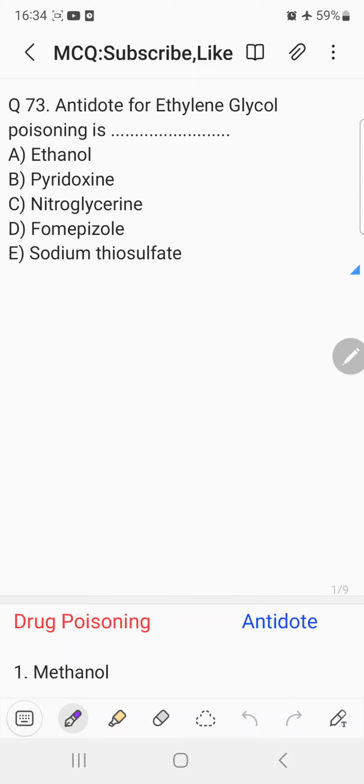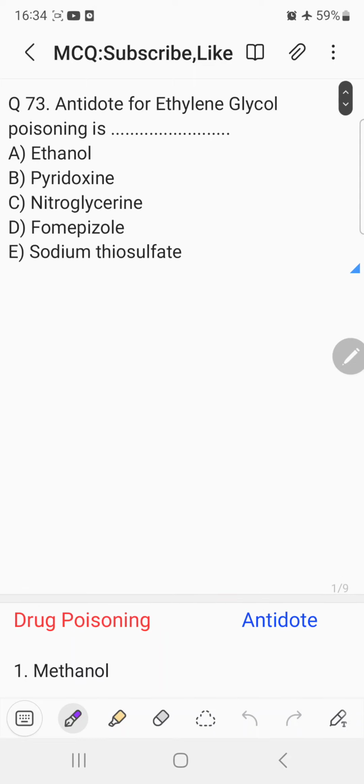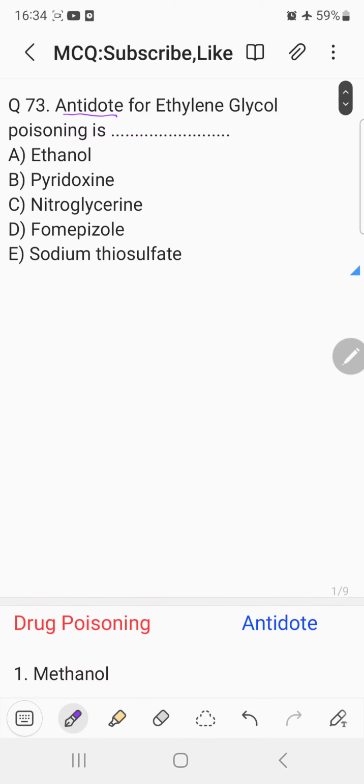So today's question is basically regarding the antidote, and the question is: antidote for ethylene glycol poisoning. A choice ethanol, B choice pyridoxine, C choice nitroglycerin, D choice fomepizole, and E choice sodium thiosulfate. So before coming to the correct answer, let's understand what is an antidote.